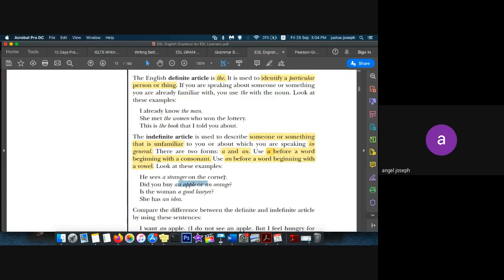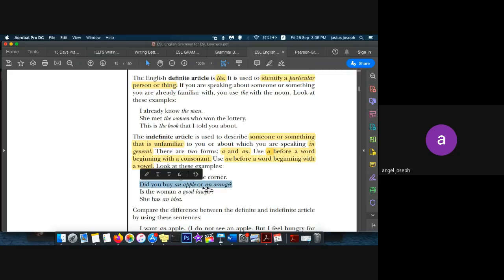But right now, looking at the sentence as it is, without anything else, we do not know the stranger. I do not know how he looks. I do not know if he is Indian, if he is an Englishman, if he is tall, if he is dark, if he is handsome. I don't know what he is. That's why I use the word: he sees a stranger on the corner. Understood this difference between the usage of a and the in this particular sentence? Yes, sir.